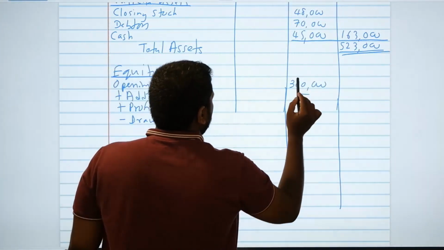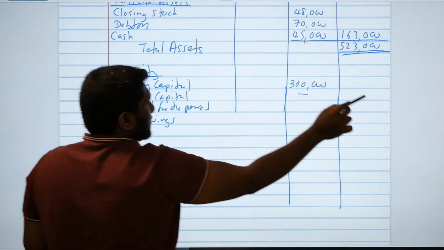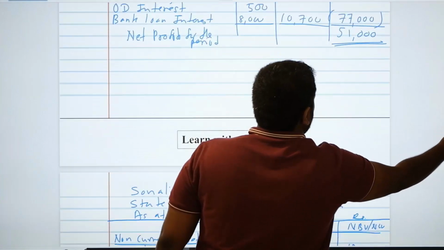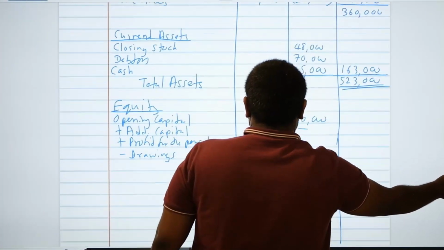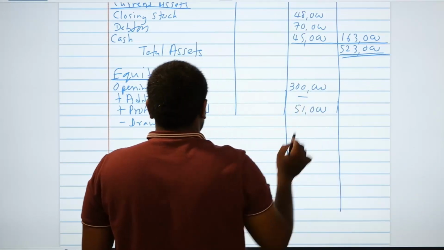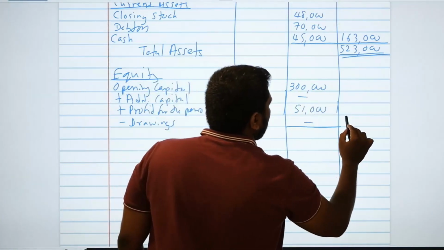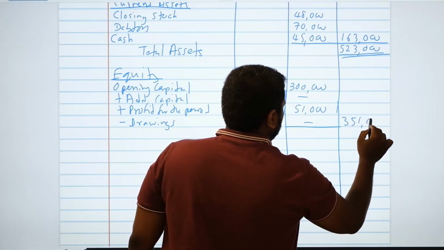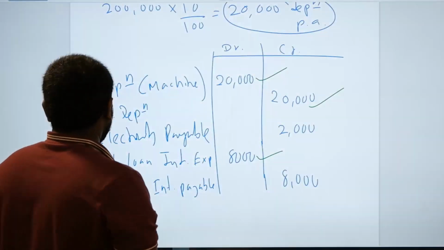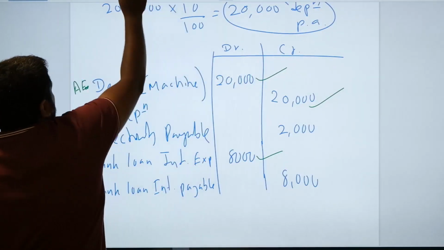No additional capital they have given in the question. Profit for the period we calculated. How much is that? 51,000. Profit for the period is 51,000 and no drawings. So we have a total equity of 351,000. Good. So here we are left out with 2 current liabilities.